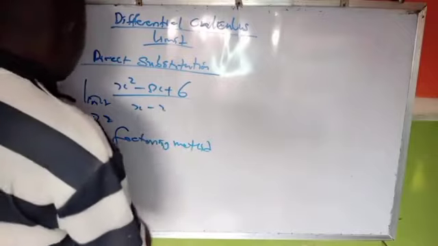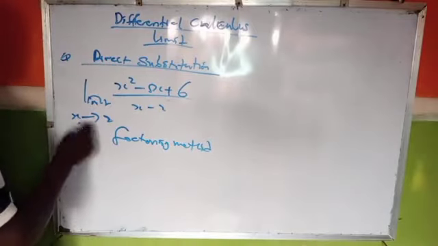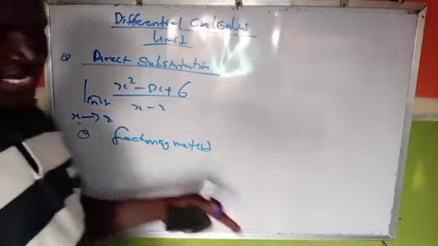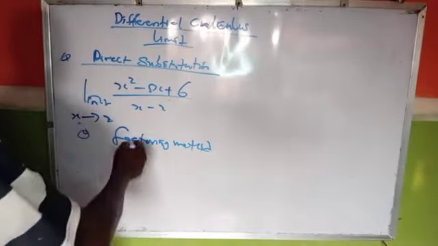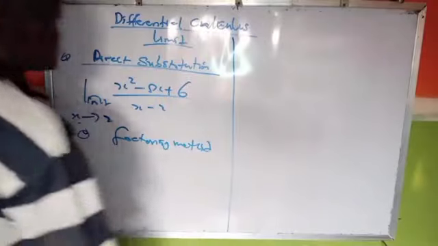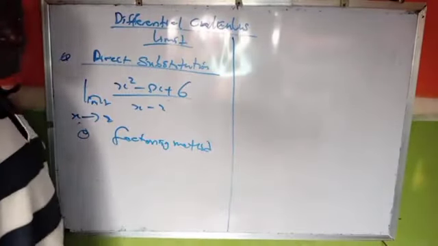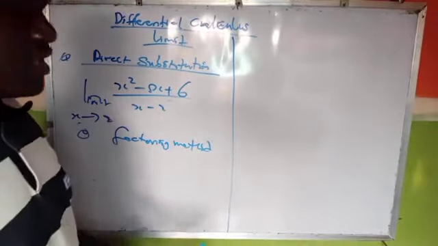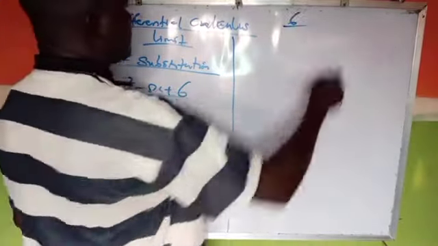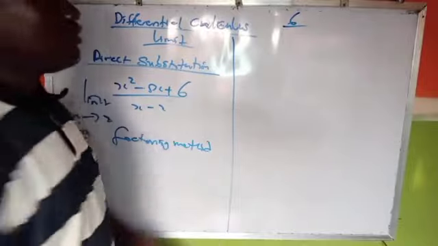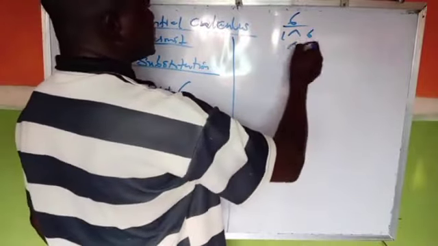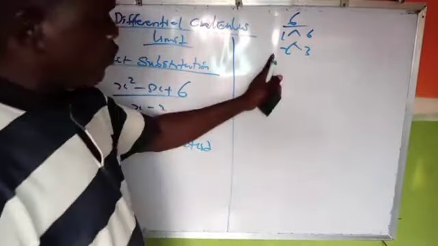So here we have the direct method. Once the direct solution leads to an indeterminate value, then you use the factoring method. So here, now you can factorize this. How are you going to factorize this? This is 6. So the factors of 6 are what? 1 and 6, and what? 2 and 3.